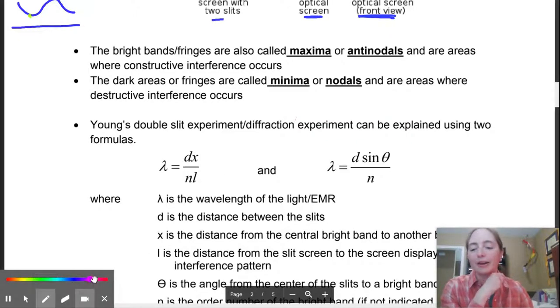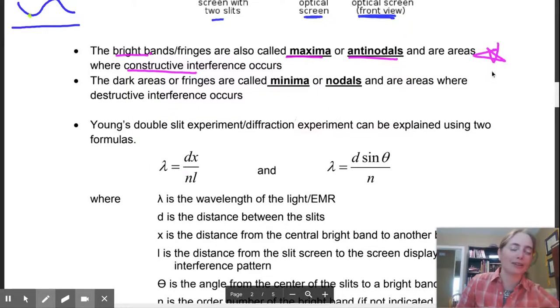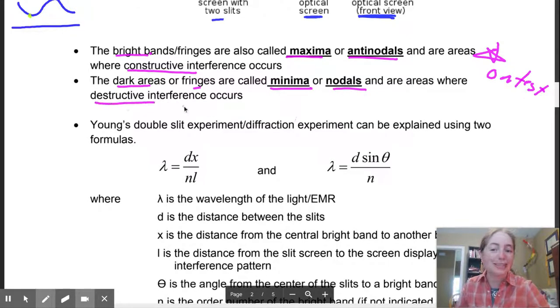Okay. So, the bright bands, ladies and gentlemen, are called maxima or antinodes. It's where constructive interference occurs. So highlight these in your notes. Put a star beside them and write on test. We don't have tests, but it just means it's important now, I guess. Habit. I can't get out of my classroom ways. Okay. So the dark areas, or sometimes they're called fringes, these are minima or nodals, and that's destructive interference.